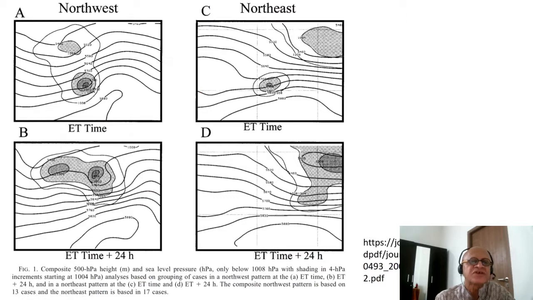So there are two patterns here called the northwest and the northeast. There is a trough pattern where the jet stream is coming down. This is showing composite 500 hectopascal height in meters and sea level pressure in hectopascals, only below 1008 hectopascal, with shading in 4 hectopascal increments starting at 104. Analysis based on grouping of cases in a northwest pattern here at ET, extratropical transition, plus 24 hours.